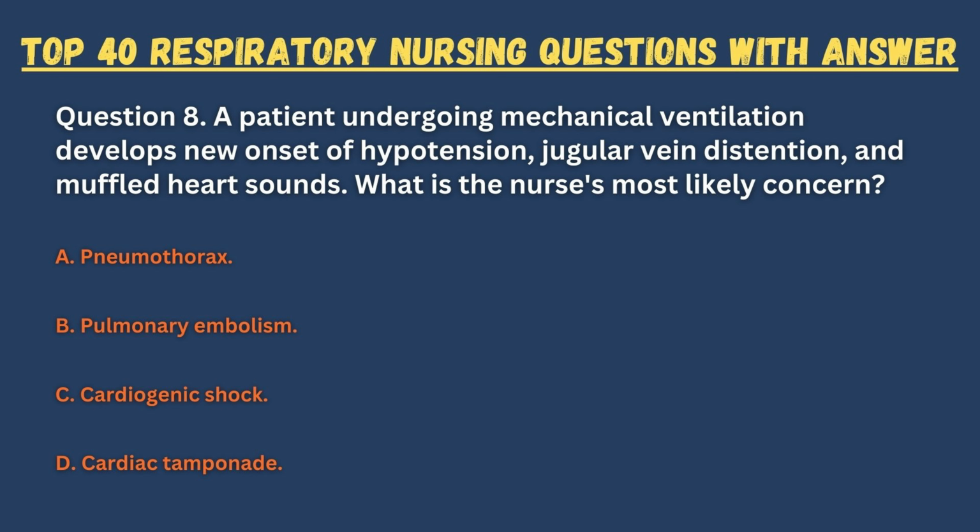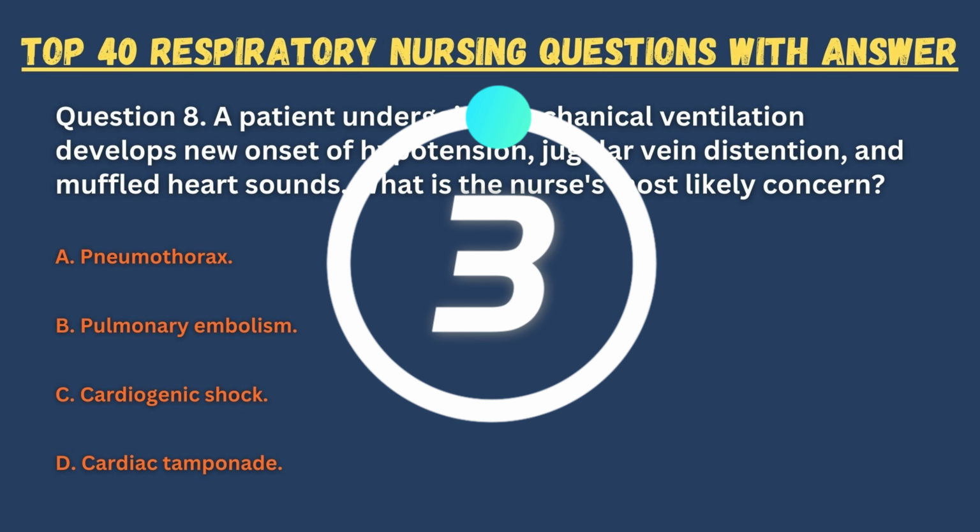Question 8. A patient undergoing mechanical ventilation develops new onset of hypotension, jugular vein distension, and muffled heart sounds. What is the nurse's most likely concern? A. Pneumothorax. B. Pulmonary embolism. C. Cardiogenic shock. D. Cardiac tamponade.